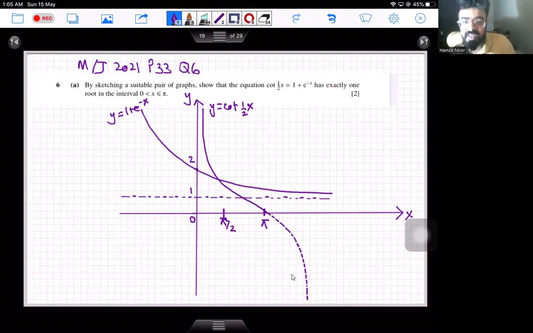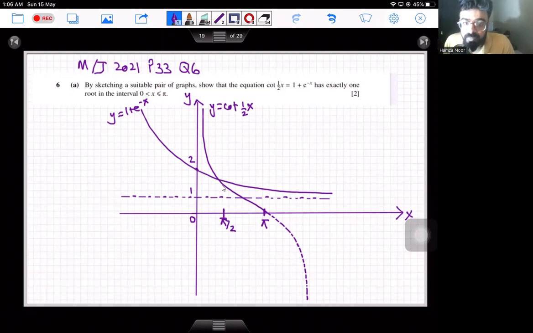As you know, in the cot half x function, the y-axis would be the asymptote. Here you can make a table for finding the values, the coordinates, but that is not actually required. That is just your rough work. Your main working is your graph.